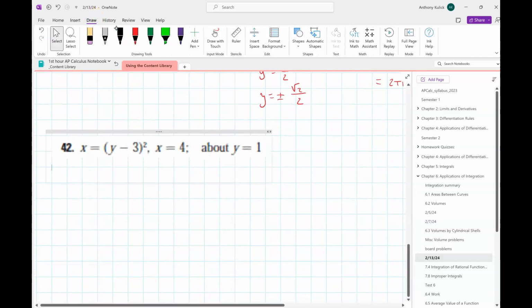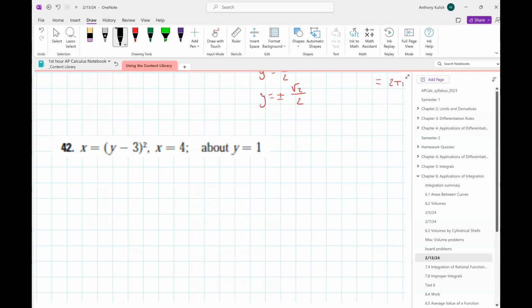All right. So if I look at x equals y minus 3 quantity squared, what's that going to look like? It is a parabola. Which way is it going to open? Left or right? The y squared is going to be positive, right? So it opens to the right.